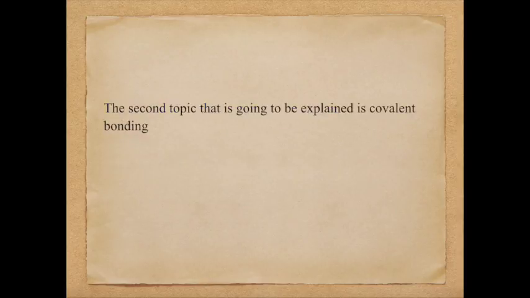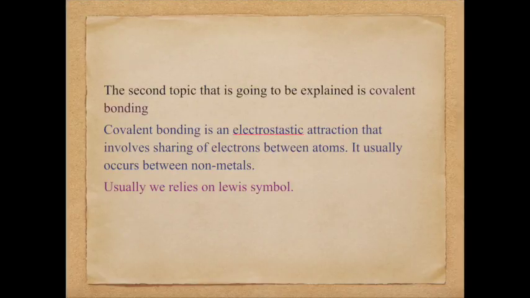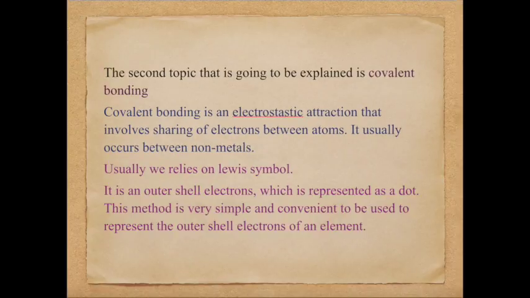The second topic that is going to be explained is covalent bonding. Covalent bonding is an electrostatic attraction that involves sharing of electrons between atoms. It usually occurs between nonmetals. Usually we rely on the Lewis symbol. It shows the outer shell electrons, each represented by a dot. This method is very simple and convenient to represent the outer shells of an element.